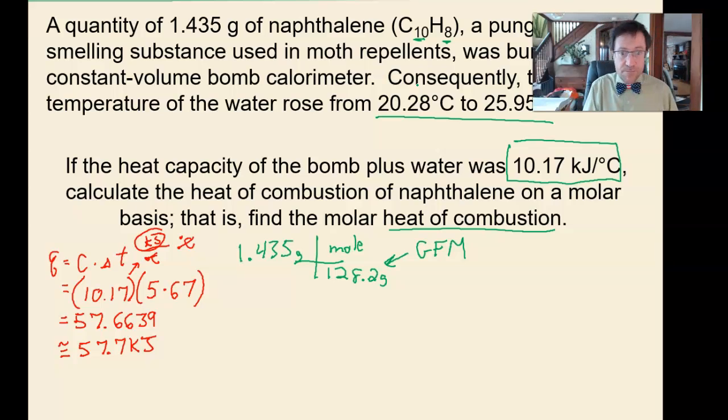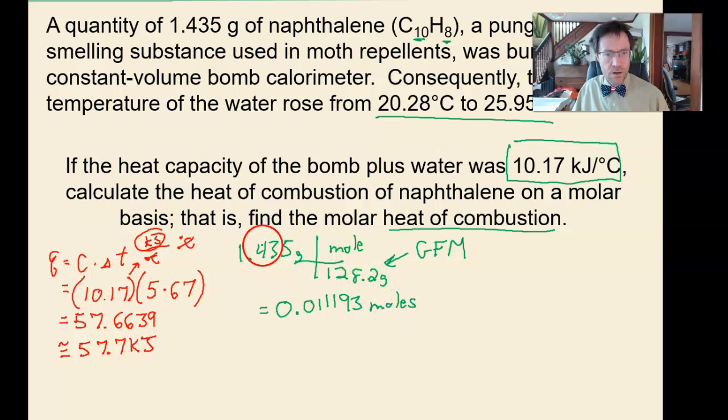So let's math it out. 1.435 divided by 128.2 gives 0.01119 moles, but look, I've got 4 significant figures. So let's call this 0.01119 moles, 4 significant figures.